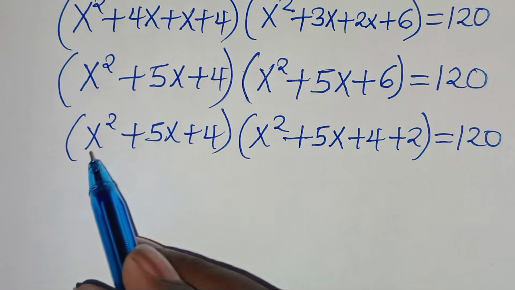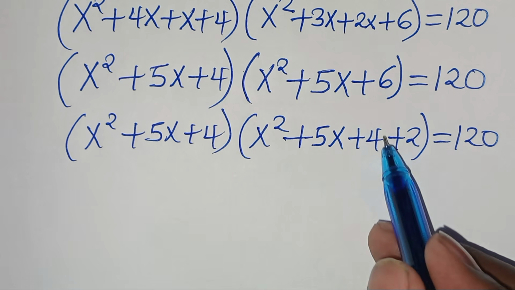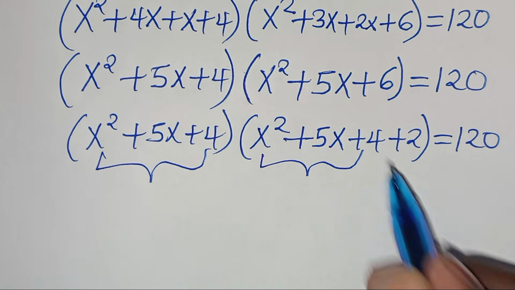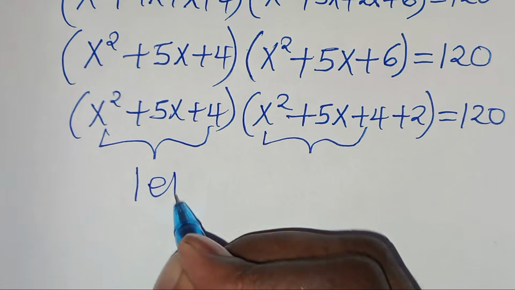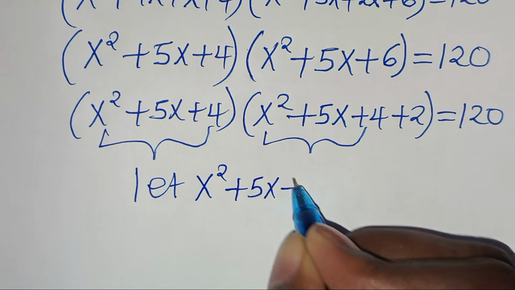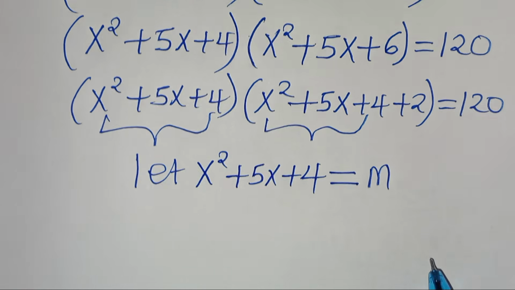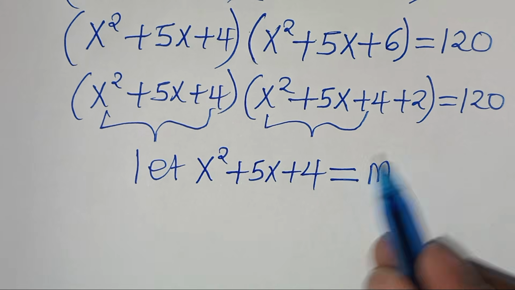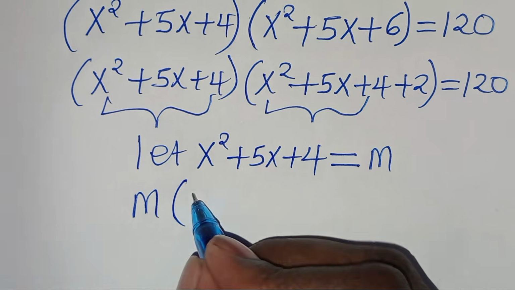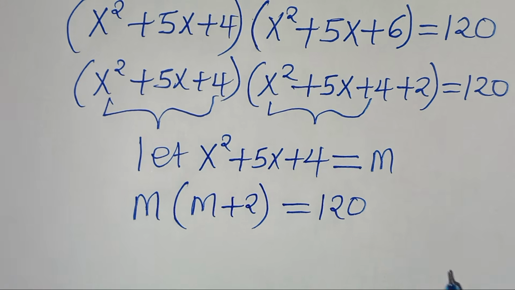Now, if you check here, x squared plus 5x plus 4 is the same thing as x squared plus 5x plus 4. So this part here and this part are the same. This implies that we can let x squared plus 5x plus 4 be equal to m. Now let's substitute this with m so that we have m in the parentheses. Here we have m plus 2. This is equal to 120.